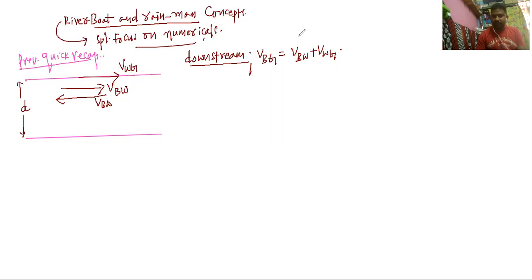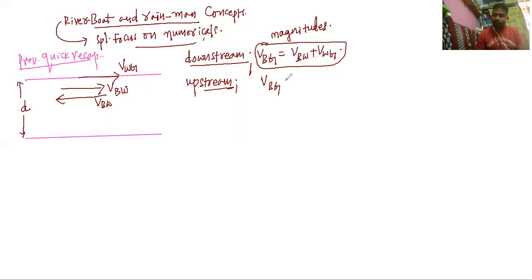These are the magnitudes I'm talking about, my dear students, all right? I'm not writing in the vector form. In the vector form, we had discussed in the last class. If it is in the upstream condition, VBG, velocity of the boat with respect to the ground, will be equal to velocity of the boat with respect to water minus velocity of the water with respect to ground. And you can see these are the two important expressions we have got.